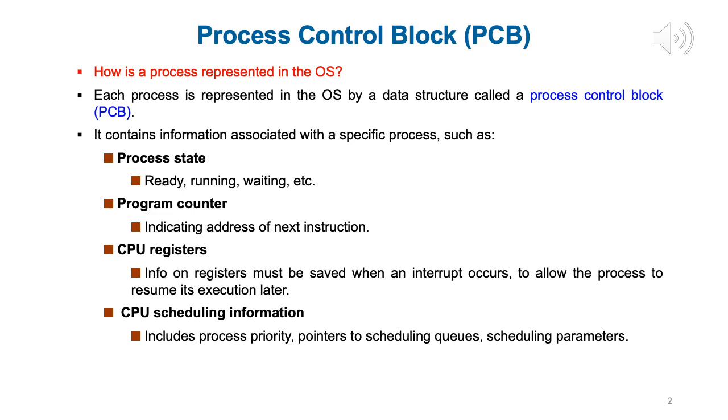So therefore we need a place to store all of these attributes for each and every process. It turns out there's a special data structure used for that, and that data structure is called a process control block, or a PCB, right? Process control block or PCB. What kind of contents will this PCB have?